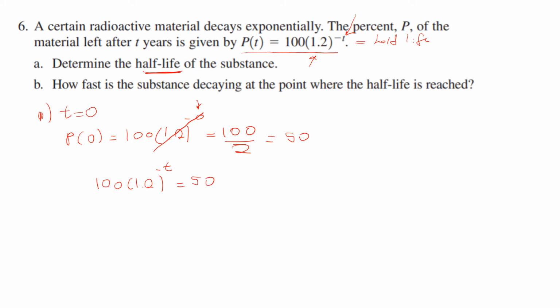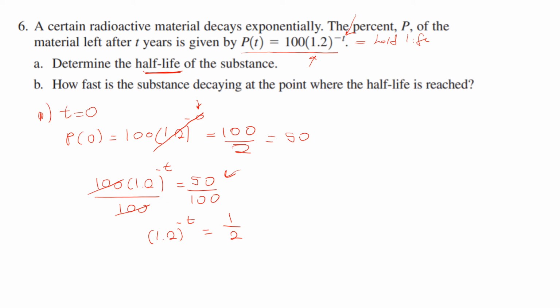Now, in order to get what my t is, because that's what I'm trying to find, I'm going to divide both sides by 100. When you do that, these two are going to cancel out. So over here, I have 1/2 left. So now that I have 1.2^(-t), which will equal 5/10 or 1/2, from here, what do I do?